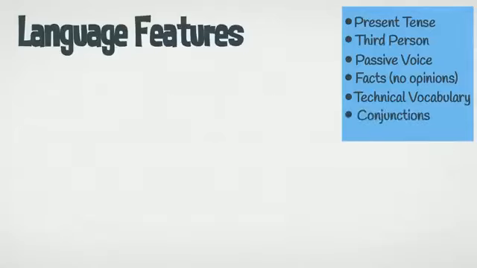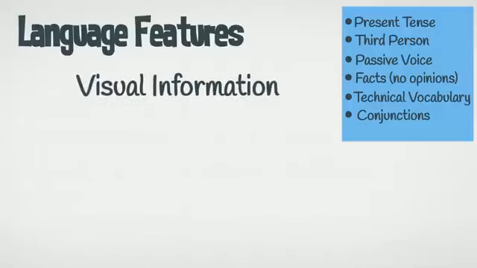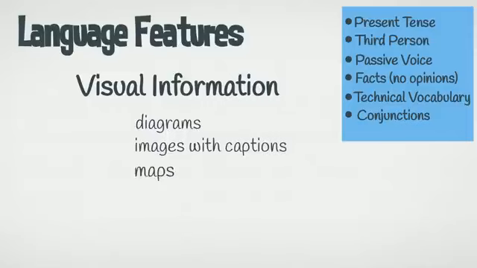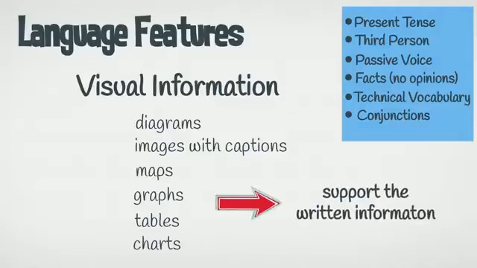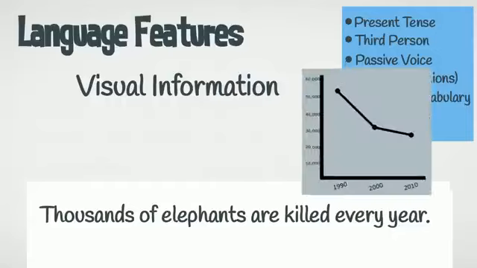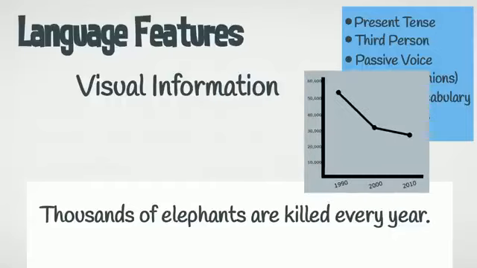Another feature of information reports is visual information. This includes diagrams, images with captions, maps, graphs, tables, and charts. These should be used to support the written information in a report. For example, in our report about elephants, we might include a graph to really make clear to the reader how many elephants are being killed each year.